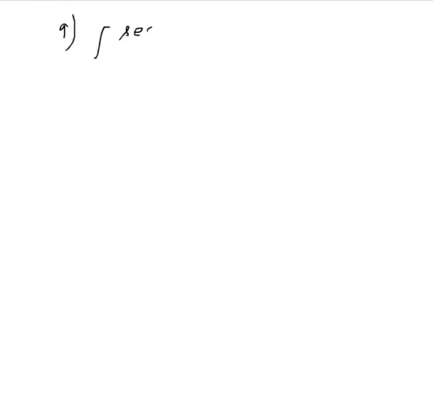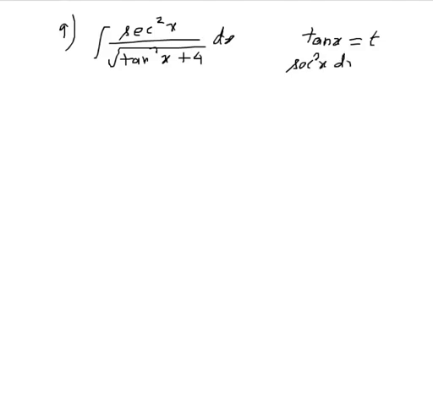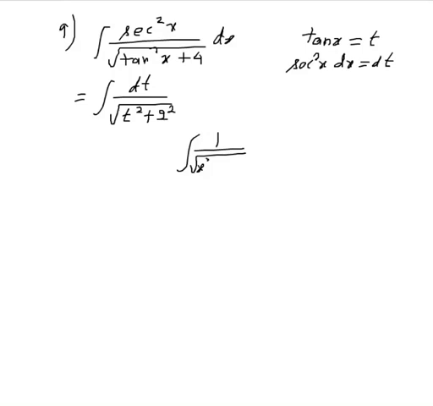Question number 9. Integral of secant square x divided by root of tan square x plus 4. Let us substitute tan x as t. Differentiate both sides. Secant square x dx is dt. The numerator becomes dt. The denominator becomes root of t square plus 2 square. We will use the 1 by root of x square plus a square formula, which is log of absolute value of x plus root of x square plus a square.